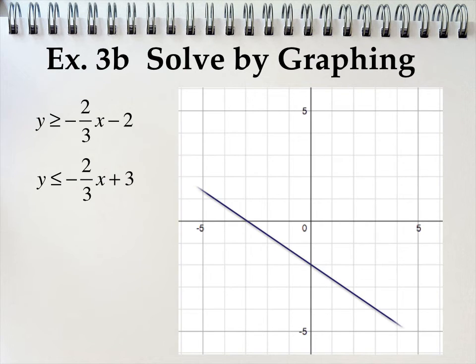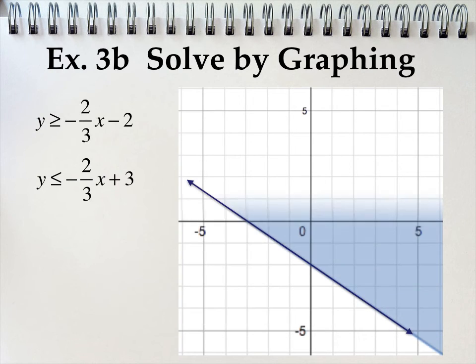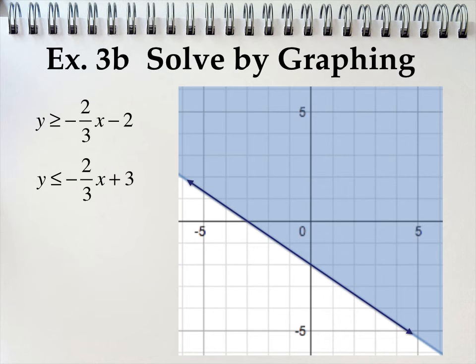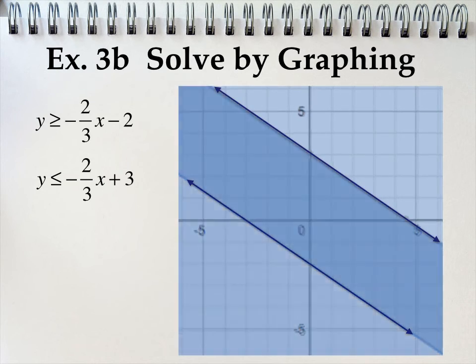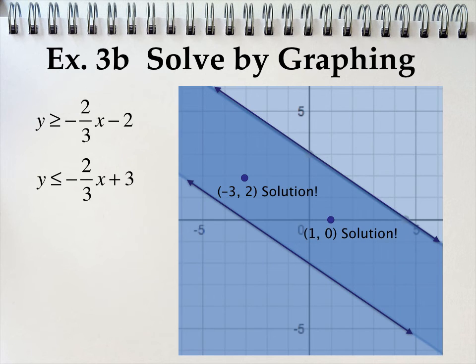Here's a similar example with the same lines but just different inequality symbols. The top one, because it's greater than or equal to, we want everything above that line. The bottom inequality is less than or equal to, it's everything below that line. Can you see where the two solution regions overlap? That middle section, that is the solution region. Any point that lies in this region is a solution to the system of inequalities. A point that lies outside is not a solution.